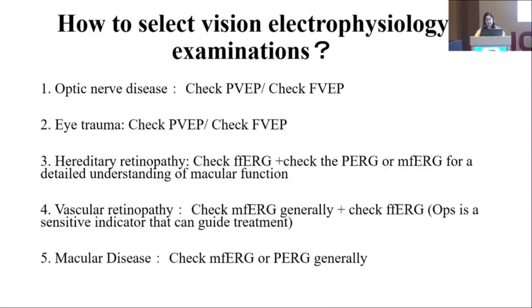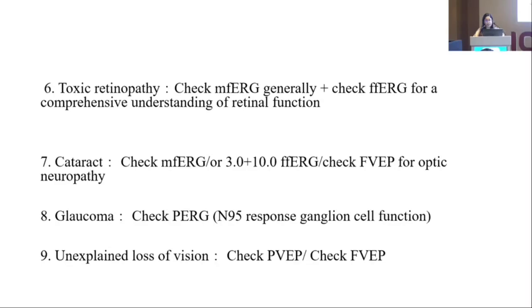How to select visual electrophysiology examinations. Optic nerve disease, you should check pattern VEP. Where pattern VEP is not possible, you can do a flash VEP. Eye trauma, you have to check VEP, pattern and flash. Hereditary retinopathy, full-field and pattern ERG or multifocal ERG. Vascular retinopathy, full-field and multifocal ERG. Macular diseases, multifocal ERG and pattern ERG. Toxic retinopathy, full-field and multifocal ERG. Glaucoma, pattern ERG. And unexplained visual loss, check pattern VEP, or flash VEP where pattern is not possible.